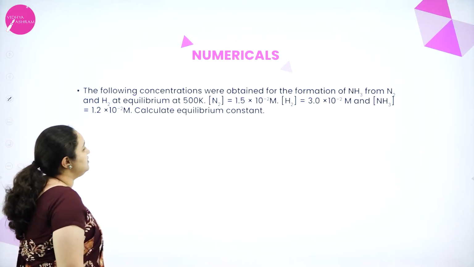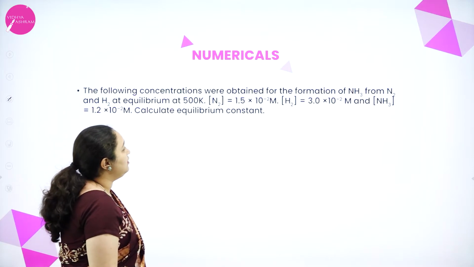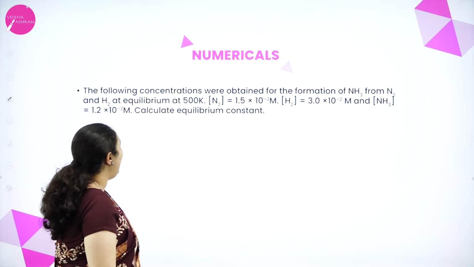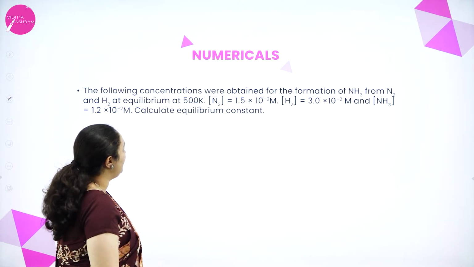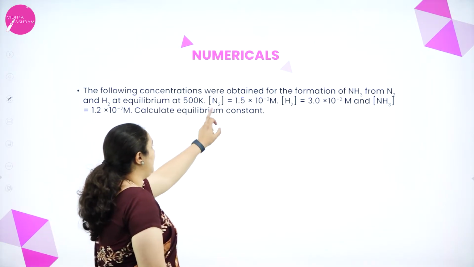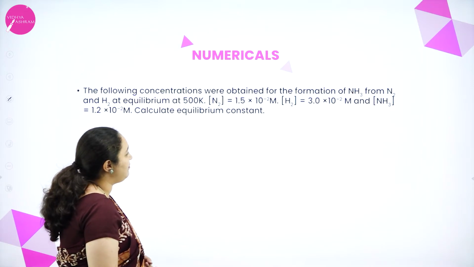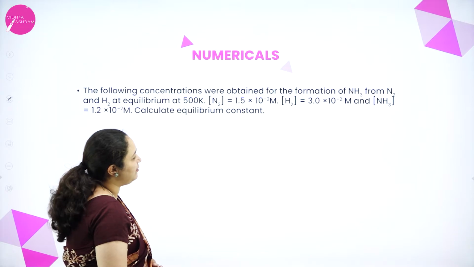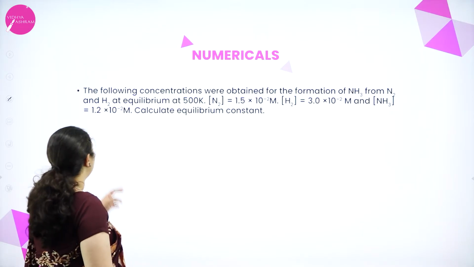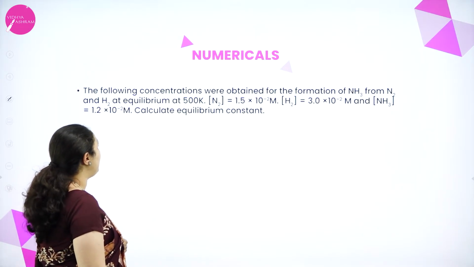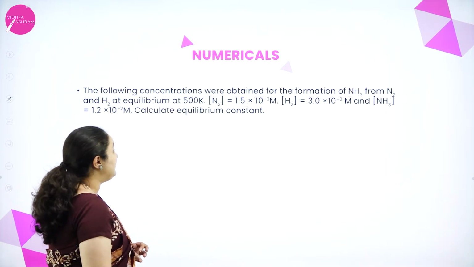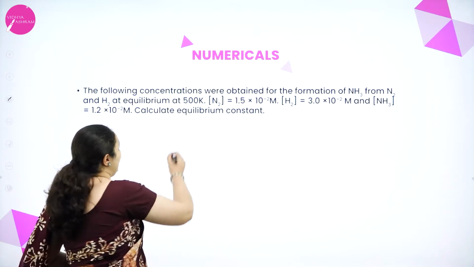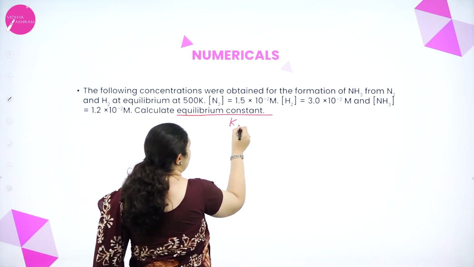The following concentrations were obtained for the formation of ammonia from nitrogen and hydrogen at equilibrium at 500 Kelvin. Molar concentration of nitrogen is 1.5 into 10 power minus 2 molar. Molar concentration of hydrogen is 3 into 10 power minus 2 and molar concentration of ammonia is 1.2 into 10 power minus 2 molar. So calculate the equilibrium constant. So what is the question? We have to calculate the equilibrium constant Kc.